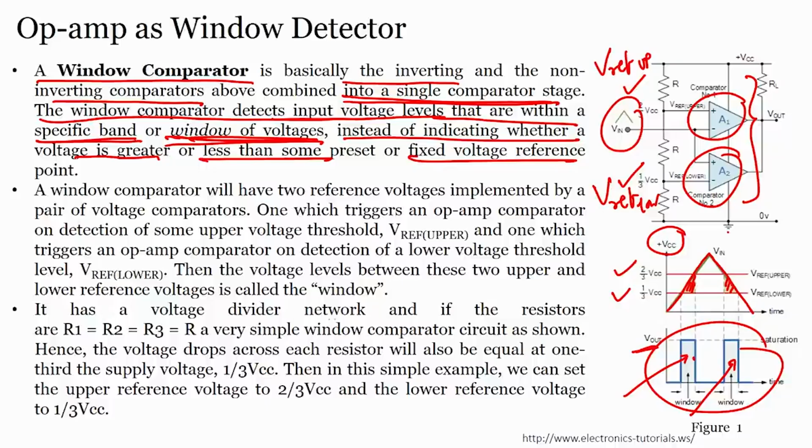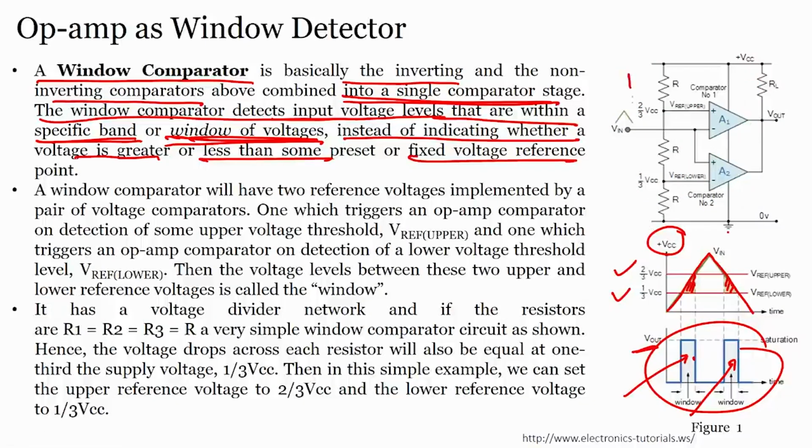It has a voltage divider network, we can see that. Where is the voltage divider network? It is in front of you, which is your R 1, R 2 and R 3. Three resistors are there, and it is a very simple window comparator circuit as shown here. Hence the voltage drop across each resistor will be equal to 1/3 of the VCC. So, if the total is VCC, then across each resistor the voltage drop would be 1/3 of VCC.